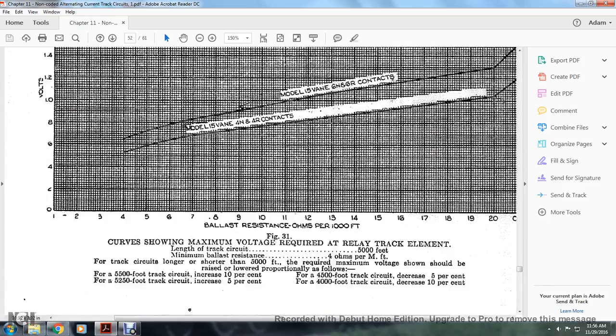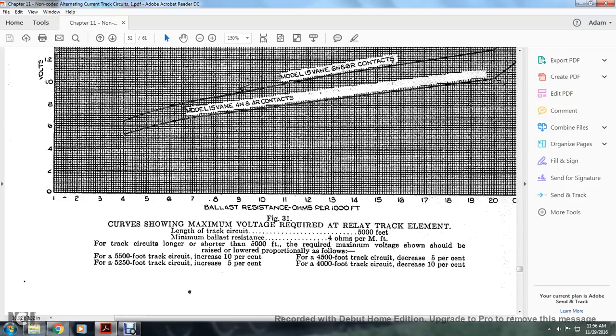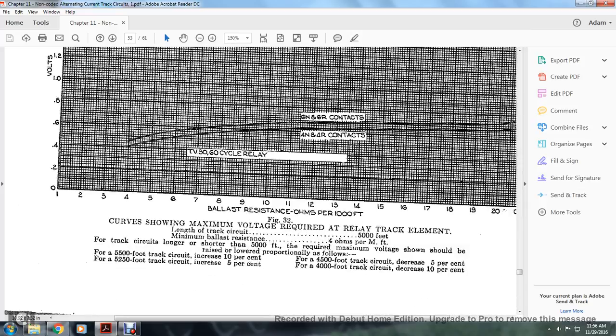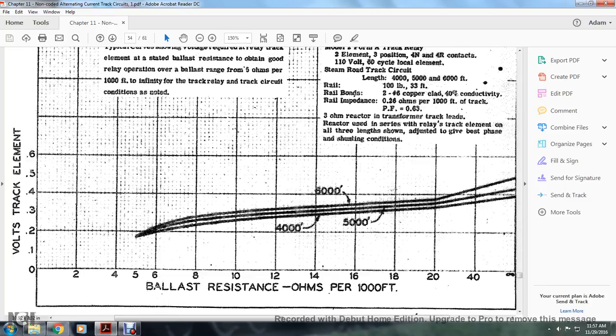This is a curve showing the maximum voltage required at the relay track element, volts versus ballast resistance in ohms per 1,000 feet. This shows ballast resistance in ohms per 1,000 feet and voltage. And then we have a curve showing the maximum voltage required for the relay track element, ballast resistance in ohms per 1,000 feet versus voltage.